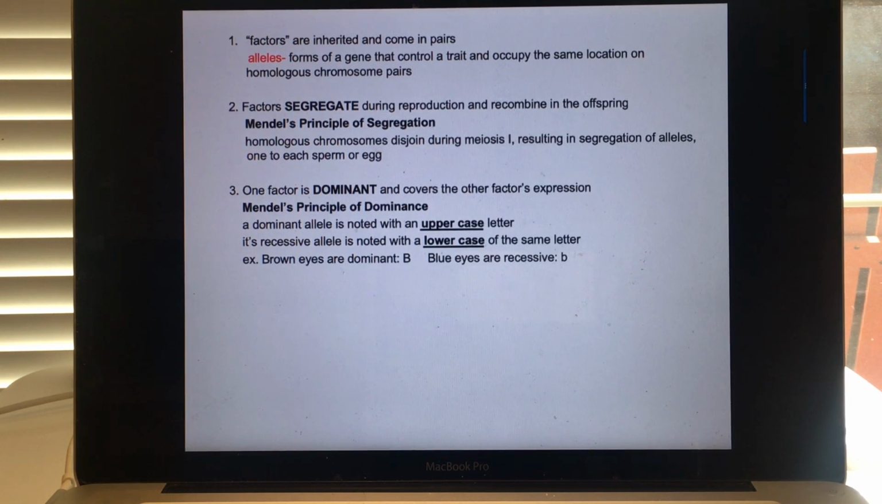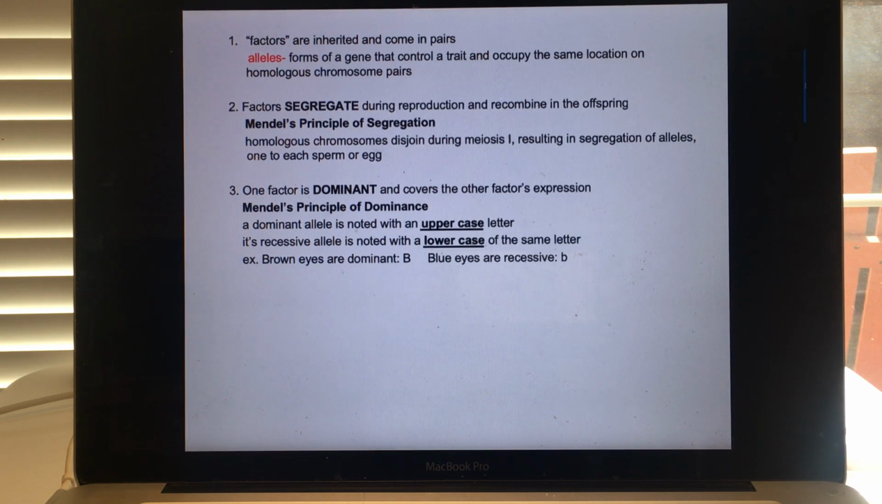So a dominant allele is noted with an uppercase letter and its recessive allele with a lowercase letter of the same letter. So for example, brown eyes would be dominant to blue eyes. And it turns out actually that eye color is a polygenic trait. And all of the old textbooks that talk about big B, the brown-eyed allele, being dominant to the blue-eyed allele, it's not actually true. However, we still sometimes use Punnett squares with this trait because it's very obvious to students. Everyone knows what brown eyes and blue eyes look like.